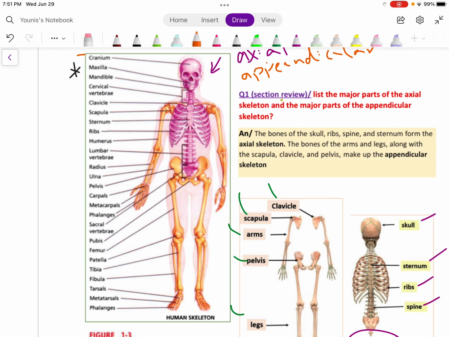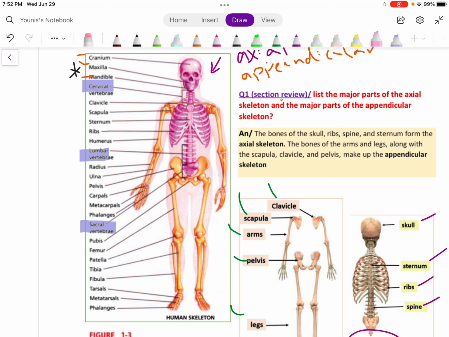So you have the cranium, which is one of the bones of the skull where the brain is located. Maxilla and mandible are the upper and lower jaw. I think it would be better if I use a highlighter. And then you have the cervical vertebrae and also the lumbar vertebrae. These parts are the bones of the vertebral column.